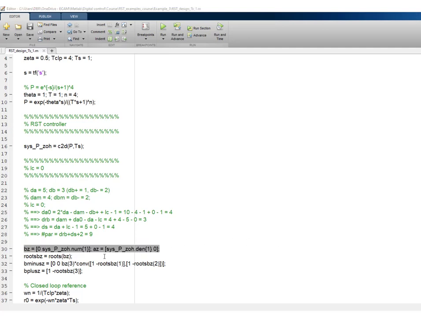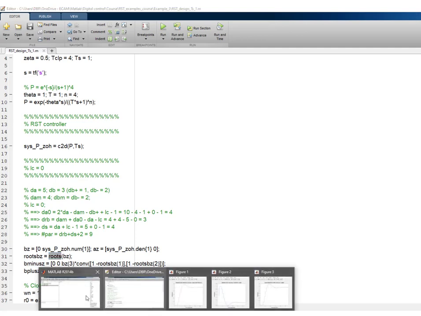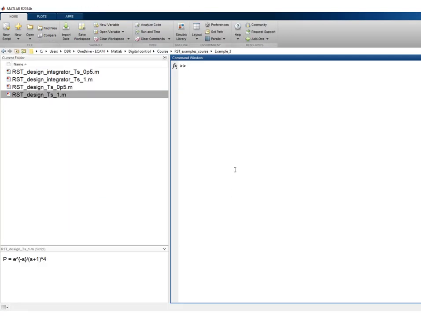So the next thing that we have to do is to take B of Z and factor it as B plus and B minus. For that we need to compute the roots of this numerator polynomial. Let's do this in Matlab. So roots, this is what you obtain, right?